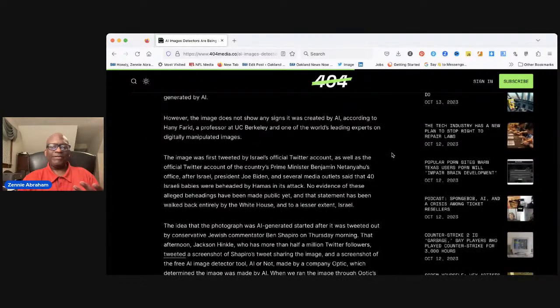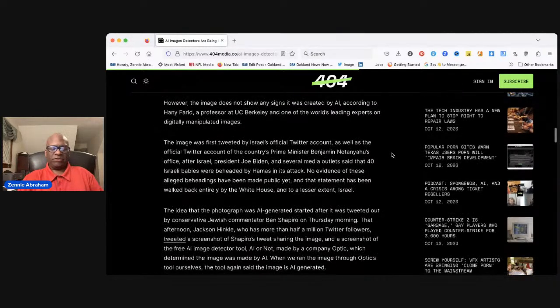The image was first tweeted by Israel's official Twitter account, as well as the official Twitter account of Prime Minister Benjamin Netanyahu's office, after Israel, and then President Joe Biden and several media outlets, said that 40 Israeli babies were attacked in a very brutal way by Hamas. No evidence of these alleged attacks has been made public yet, and that statement has been walked back entirely by the White House and to a lesser extent Israel.